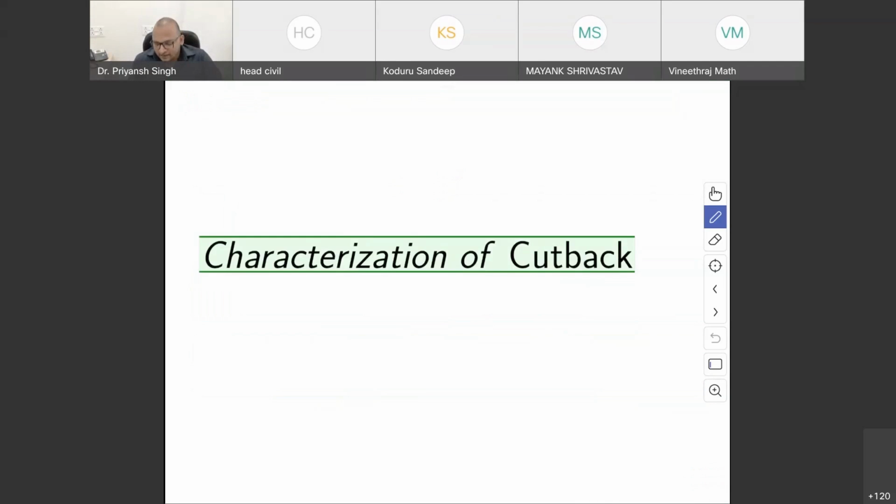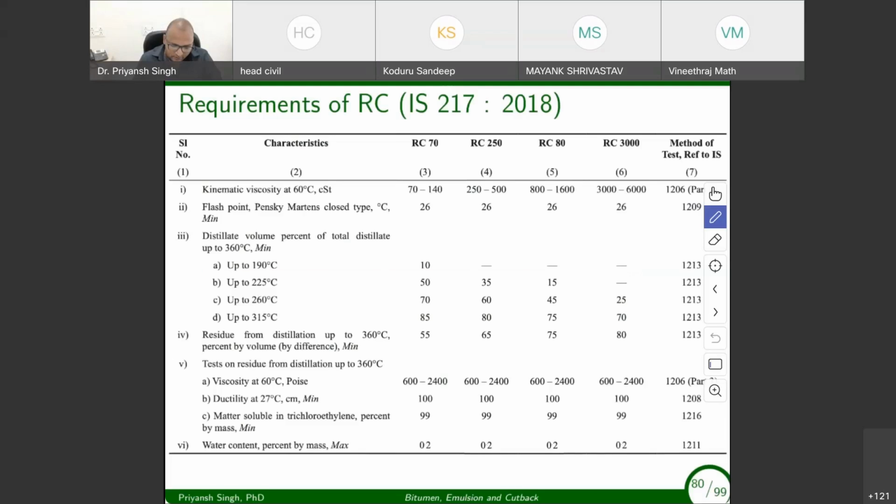That will give you a slow curing cutback. For characterizing cutback, there are different types of tests suggested. Essentially, we'll see those set of tests in emulsion, and we have already seen most of these tests in our previous discussion in our past slides. So that's why I'm not going into the tests. Let's see what the different tests are.